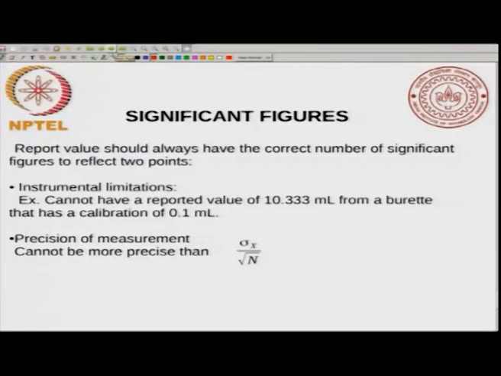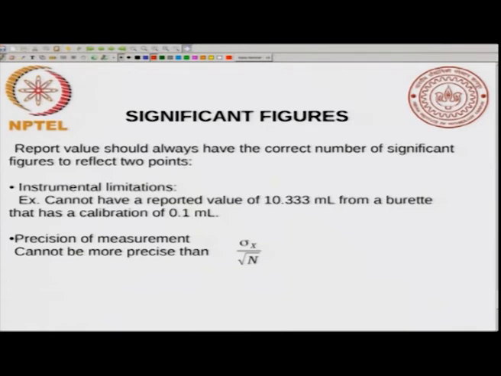Now, there is something that you may have seen before, which is significant figures, that relates to the value of the real number that is used to denote the data. So, the reported value should always have the correct number of significant figures to reflect 2 points. So, how many digits do you use after the decimal? For example, if you are making a titration measurement, how many digits should you use after the decimal? And this is related to significant figures and it should reflect 2 points.